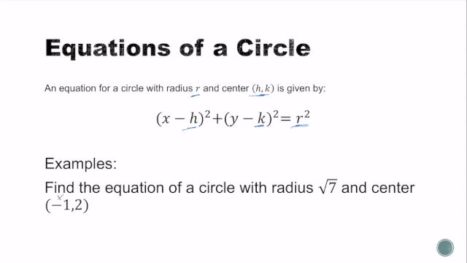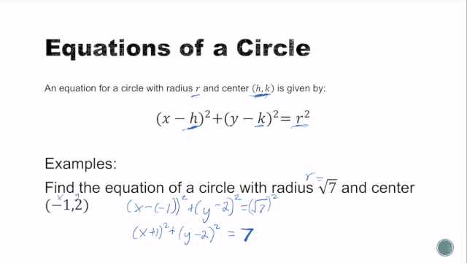center x is negative 1, y is 2, I'm going to have x minus negative 1, right? My center h, k, even though it's a minus k, I write it of this form, so minus 1 squared plus y minus 2 squared equals the square root of 7, that's my r, squared. So I'm left with x plus 1 squared plus y minus 2 squared equals the square root of 7 squared, which is just 7.